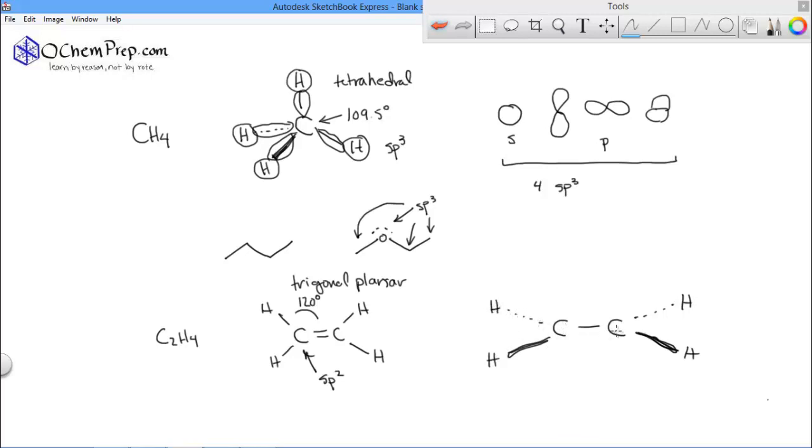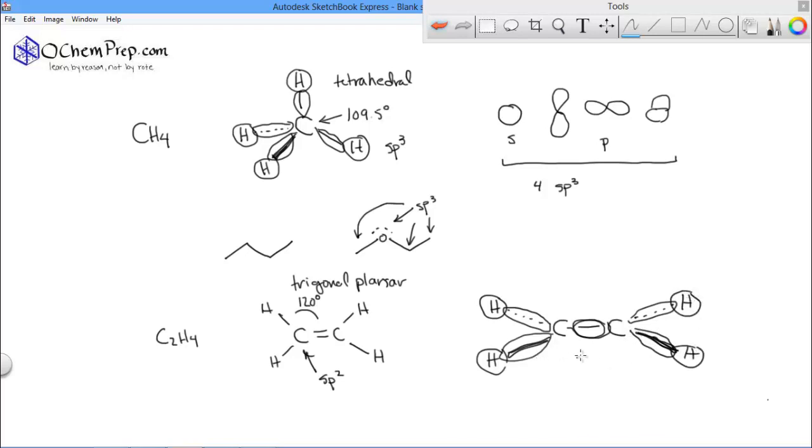So each one of these carbons has 3 different sp2 hybridized orbitals. One goes out like this and overlaps with the 1s from that hydrogen. One goes back, and there's an overlap. One goes this way, so there are 3 different sp2 orbitals here. And then we have sp2 here, sp2 here, sp2 here, and then we have an overlap.